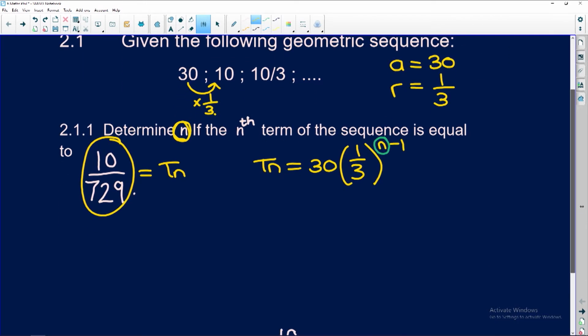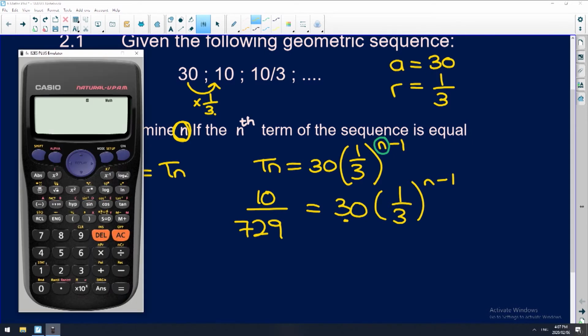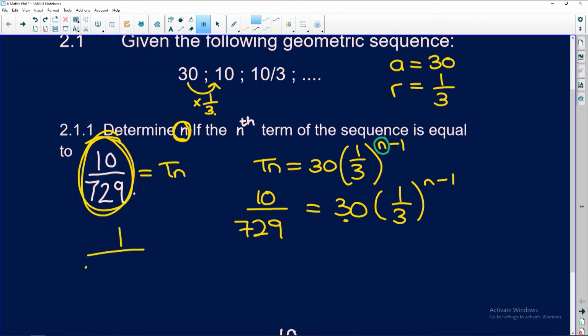So what we do is we substitute this value in for our Tn. So we're going to get 10 over 729 is equal to 30 times 1/3 to the power of n minus 1. Okay, so now if I want to get rid of that 30, I divide both sides by 30. So if I take the left-hand side, 10 over 729, and I divide it by 30, I'm going to get 1 over 2187 is equal to 1/3 to the power of n minus 1.